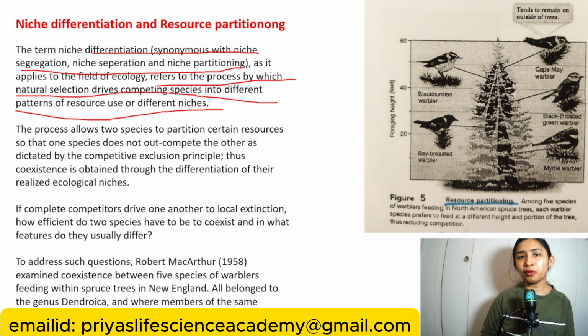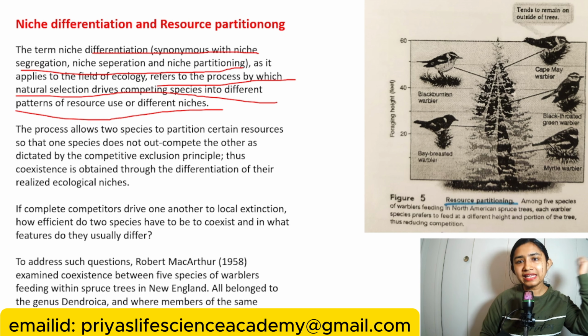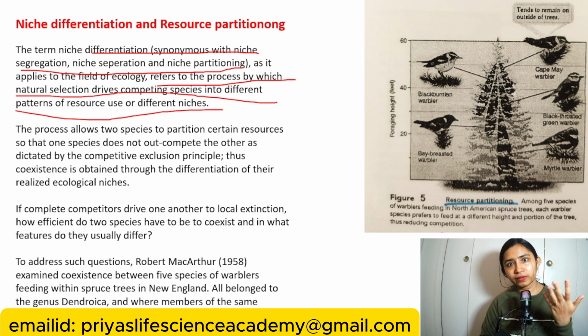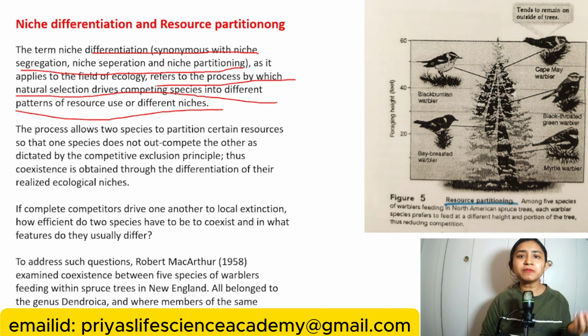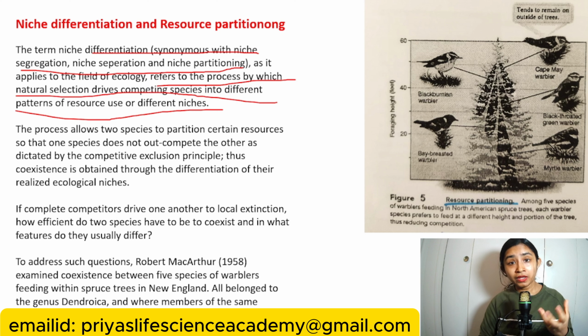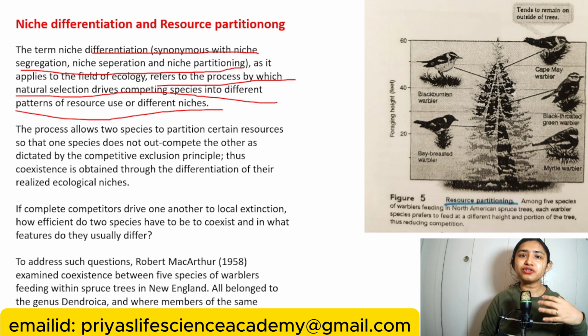So for example, I want to give you the previous example: you and your sister both love that chicken leg piece, but the stronger one will eat and the weaker one will not eat. So what will happen? Will the weaker one starve or die? No. There will be another option, that is resource partitioning or niche differentiation. You will shift to another kind of food so that you can survive. That's the case of niche differentiation or resource partitioning.